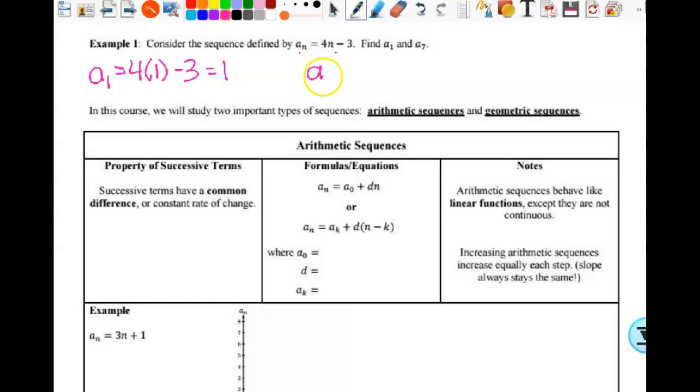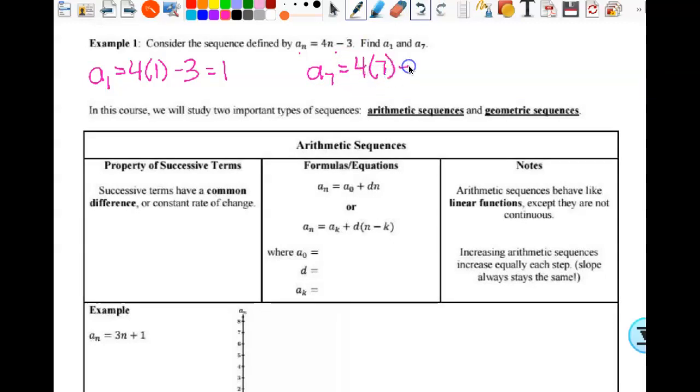Then a7, that's going to be equal to 4 times what? 4 times 7, right, because that's my little subscript, minus 3. Now, if you want to write intermediate steps like 28 minus 3, totally fine, but you don't have to. 28 minus 3 is 25. Okay? Easy enough there? Okay.